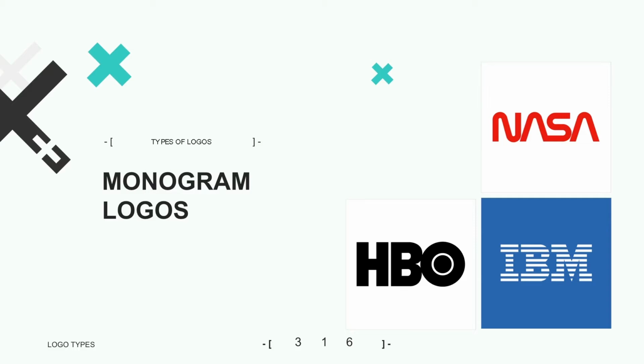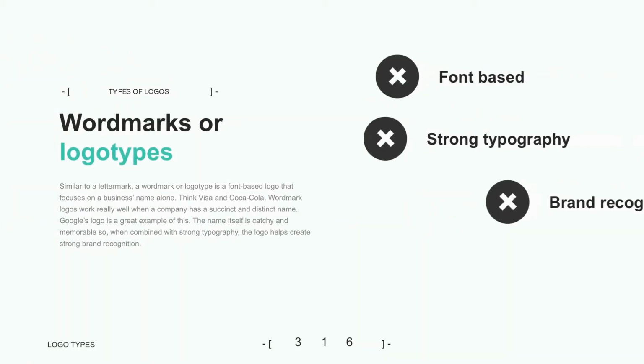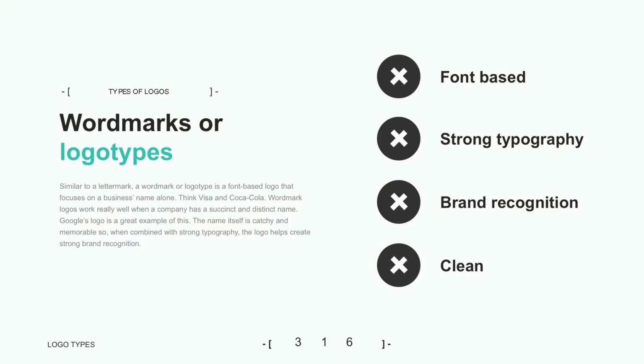Let's move on to our second type of logo. These are the wordmarks or logotypes. Similar to a letter mark, a wordmark or logotype is a font-based logo, so the focus is the fonts. It focuses on the business name alone. Think about Visa or Coca-Cola, for example. Wordmark logos work really well when a company has a succinct or distinct name. Google's logo is a great example of this.